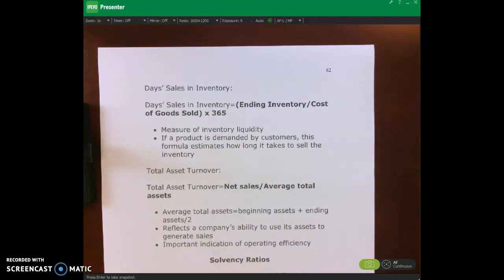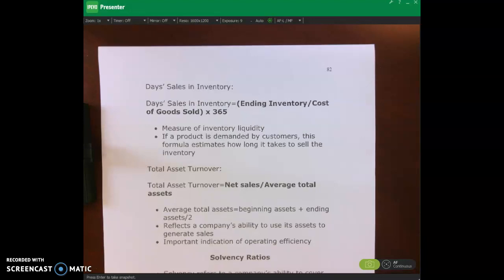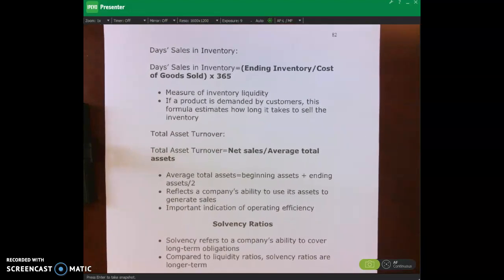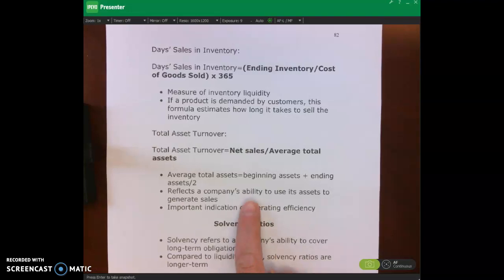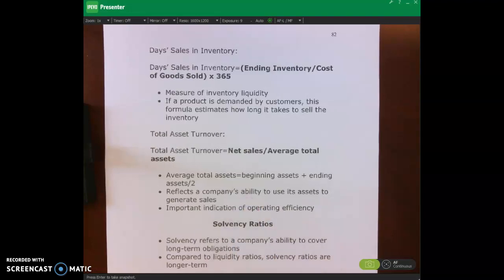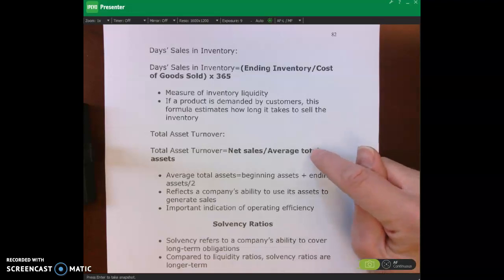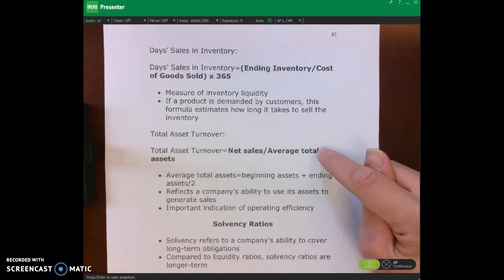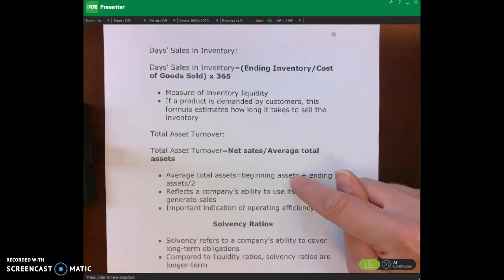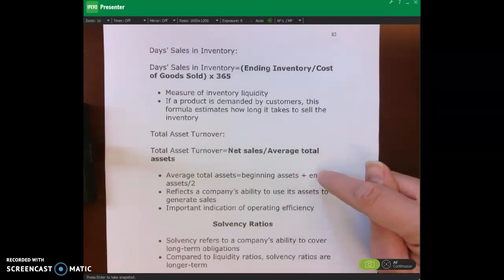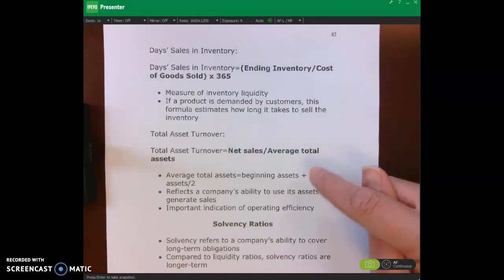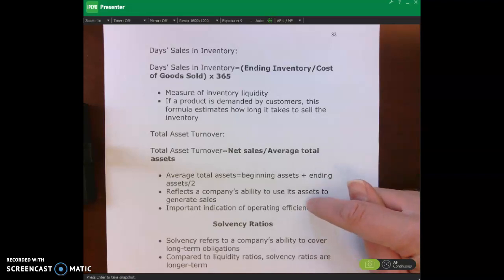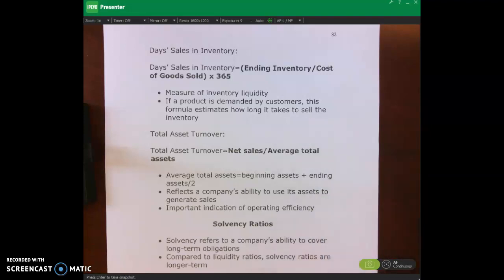We also have our total assets turnover, which basically reflects our ability to use our assets to generate sales. So we take our net sales divided by our average total assets. And again, how do we get average total assets? Beginning assets at the accounting period plus assets at the end of the accounting period divided by 2. It's a measure of how well we use our assets to generate sales.